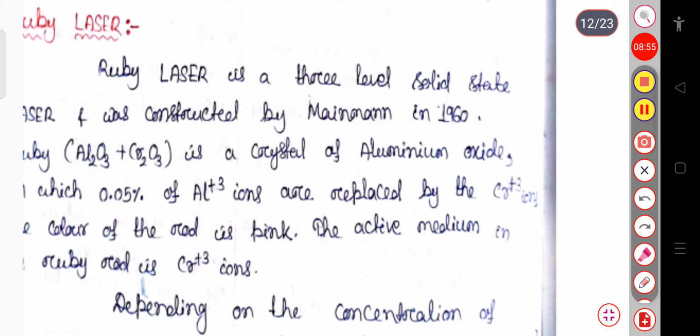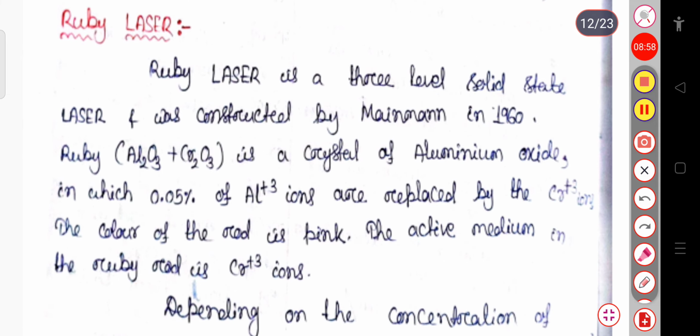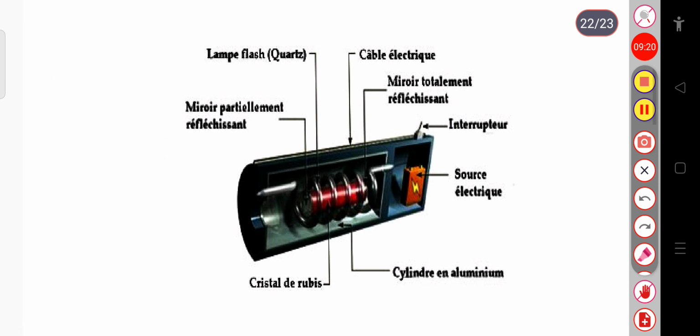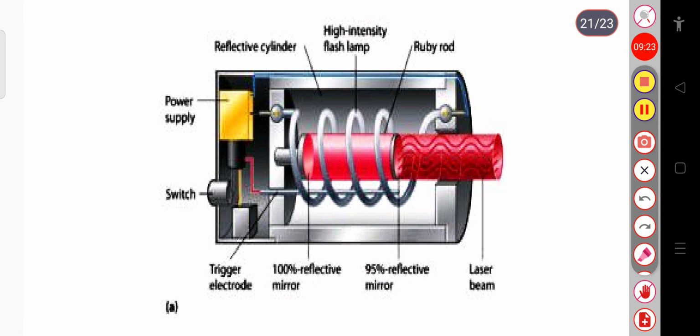Now here we will see what a ruby laser is. First of all, it is a 3-level solid state laser. This is the most important thing. It is a 3-level laser and a solid state laser, and it was constructed by Maiman in 1960. This ruby is basically a rod. Let me show you the diagram first. This is your ruby laser. This one is clearer. You can see here, this part is called the ruby rod.